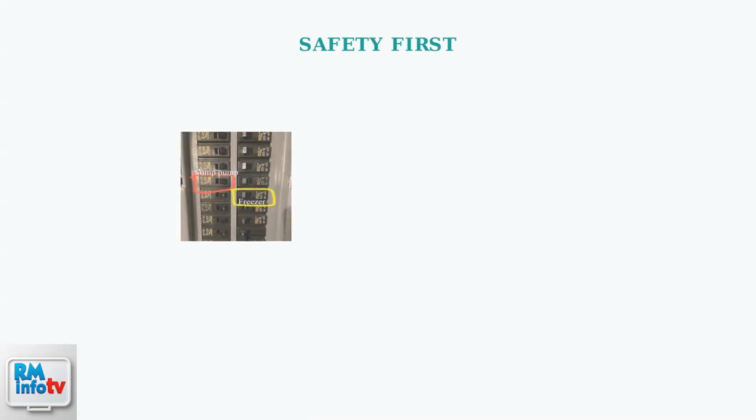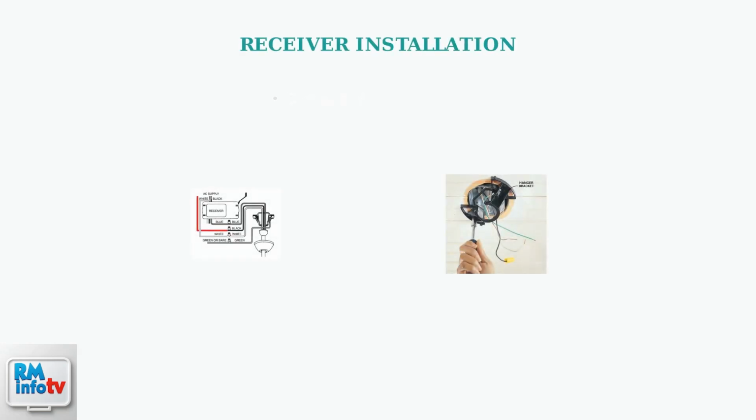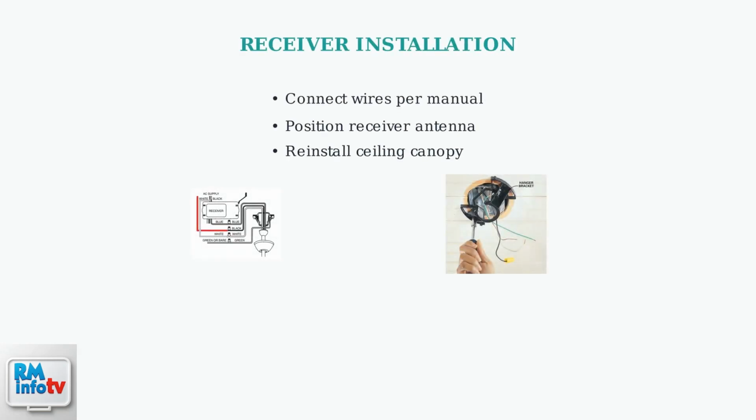Safety is the first priority when setting up your Fanimation fan remote. Always turn off power to the fan at the circuit breaker before beginning any installation work. Next, install the receiver in the hanger bracket and connect the wires according to your manual.